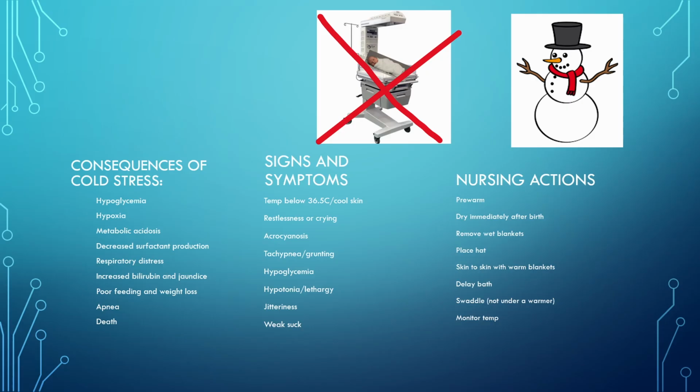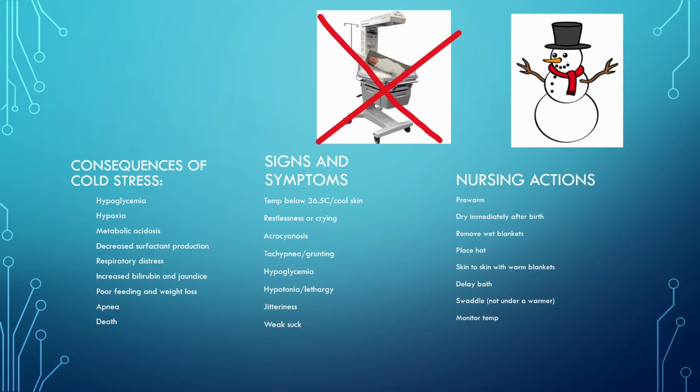So what do we want to do? The first thing we want to do is try to limit this from actually occurring. So dry them immediately after birth. Remove those wet blankets. Put on a hat. Skin to skin. Put warm blankets over mom and baby. Pre-warm any instruments or anything that's going to touch your baby. So if you're going to put a stethoscope on your baby, you should warm it up first. Delay that bath.